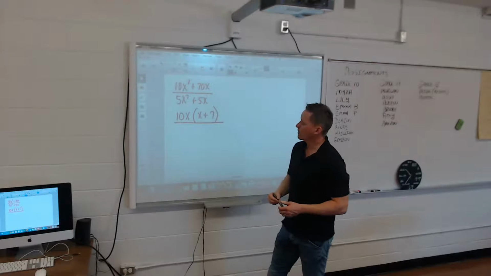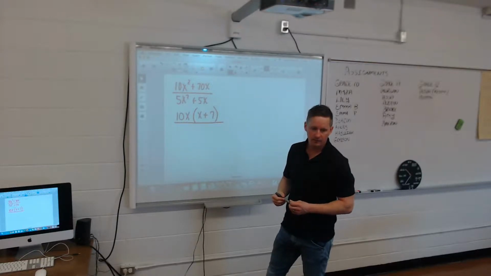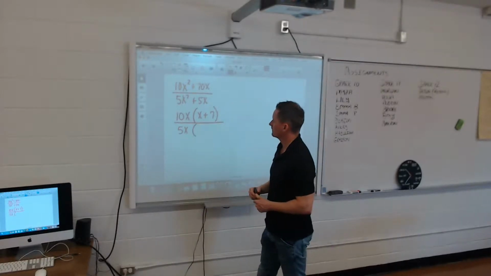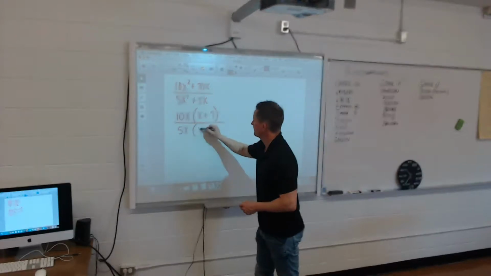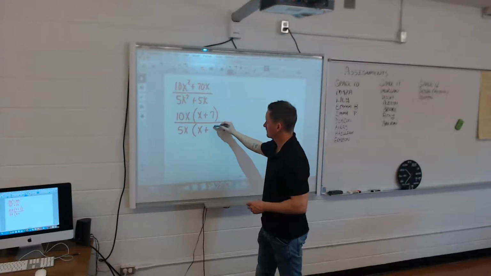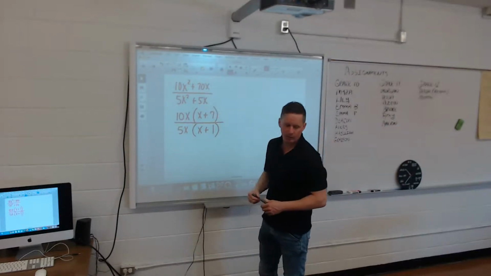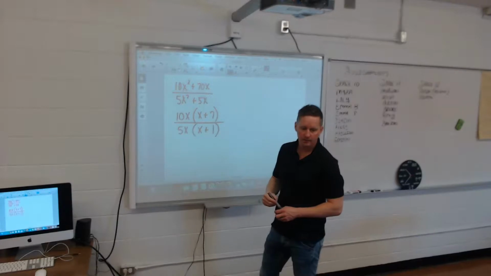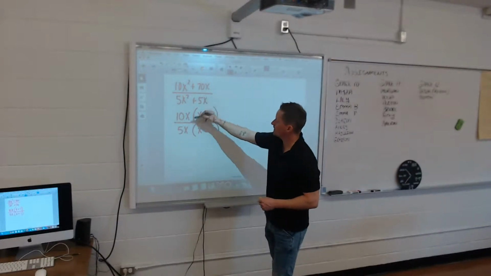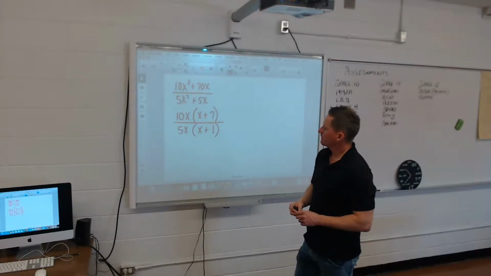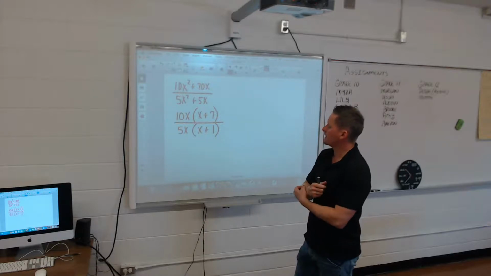And then what about on the bottom? 5x. Okay, and if I take a 5x out of there, what am I left with? x plus 5? x plus 1. Right, because 5x divided by 5x would leave me with 1. Correct? So I have 10x times x plus 7 on top and 5x times x plus 1 on the bottom, right?